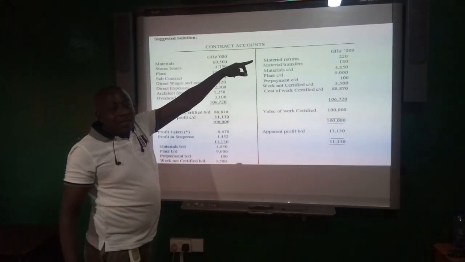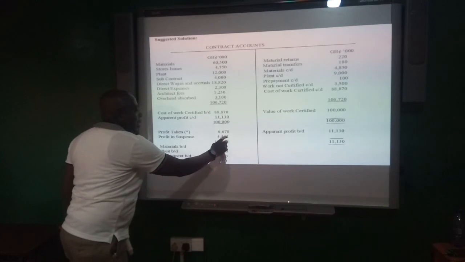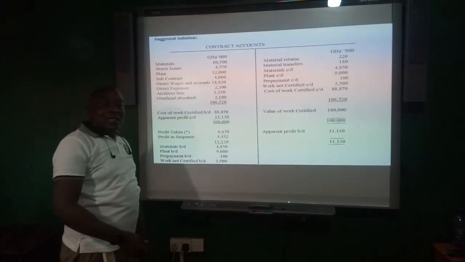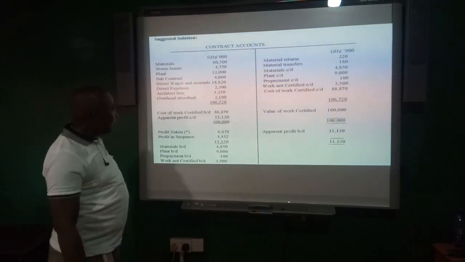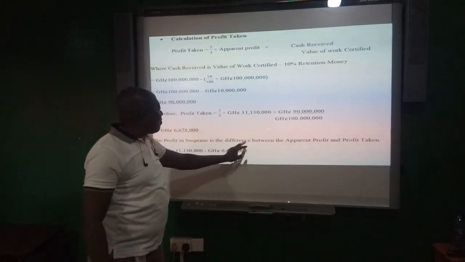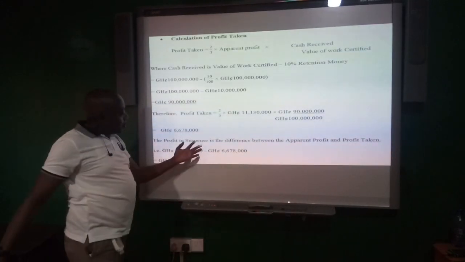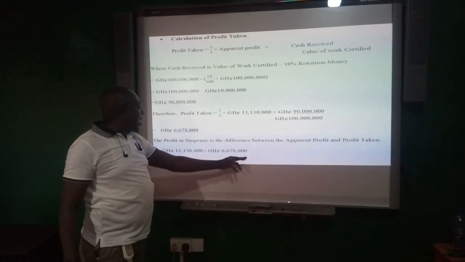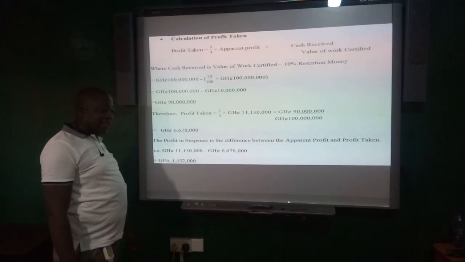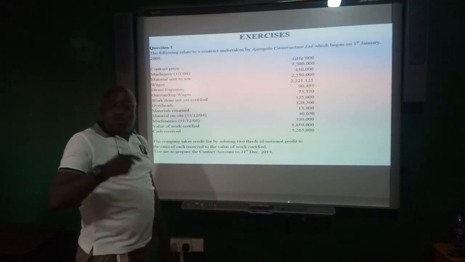We are working in thousands. That's why we have the Ghana Cedis 000 on top. So if you take this one from the 11,130, you get this one. And this one, 4,452, is the profit in suspense. The profit that is waiting before the contract is completed. So that is how you get your profit taking. And the profit in suspense is the difference between the apparent profit and the profit taking. So it is 11,130,000. You take out 6,678, which is the profit taking, and you get your profit in suspense of 4,452,000.